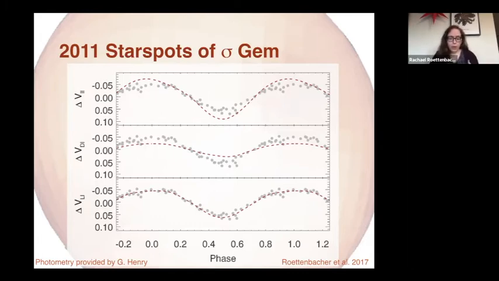So on the bottom row, we have the light curve inversion, and that's fantastic that it matches the photometry so well since that was its input. The great thing about the Doppler imaging and the interferometry is that you see that it has the same shape to the light curve, but the amplitude is a bit different.